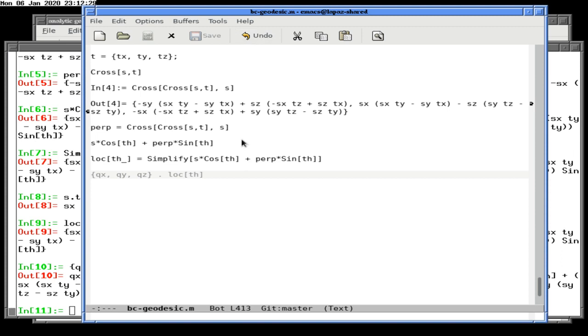Yep. Might have bitten off more than I can chew here. Well, that's okay. This is dist of theta. This is the distance at, given theta, to QX, QY, QZ. I'll call it angle. It's really the spherical distance, but a spherical distance is an angle. And it's confusing because we want to use dist to mean straight line distance. So anyway, here's our angle of theta.